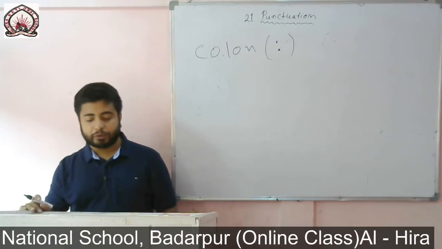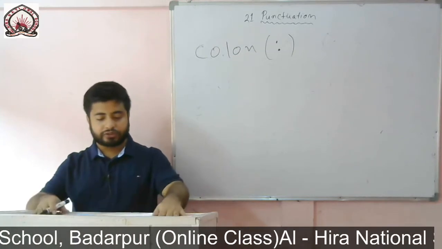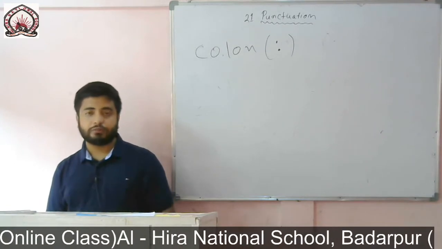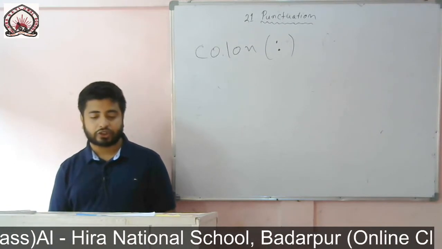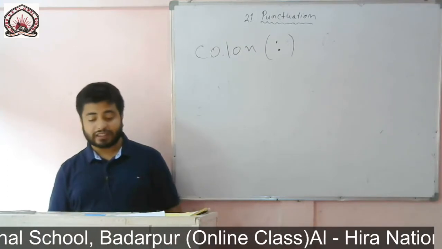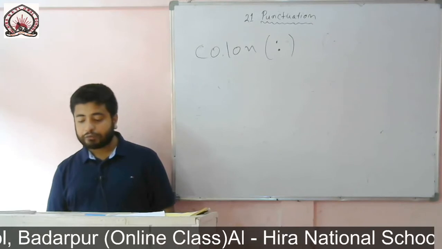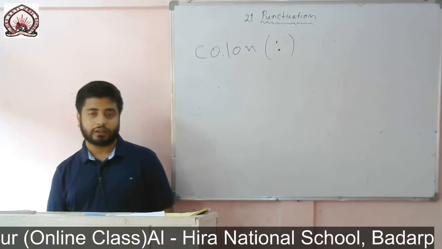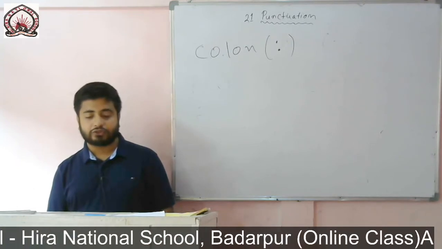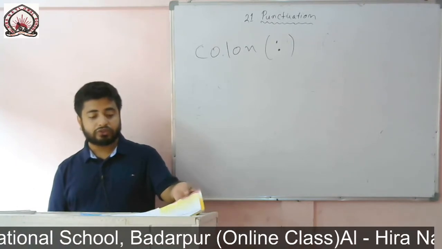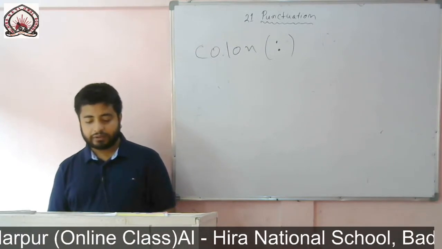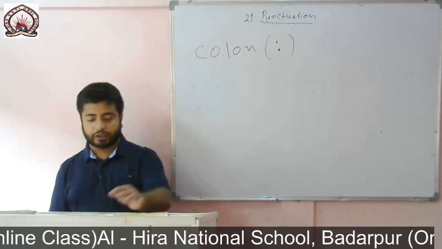Before examples and enumerations, we have to use a colon. Then what is enumeration? Enumeration is the action of mentioning a number of things one by one. So you have to use a colon before examples and enumeration.